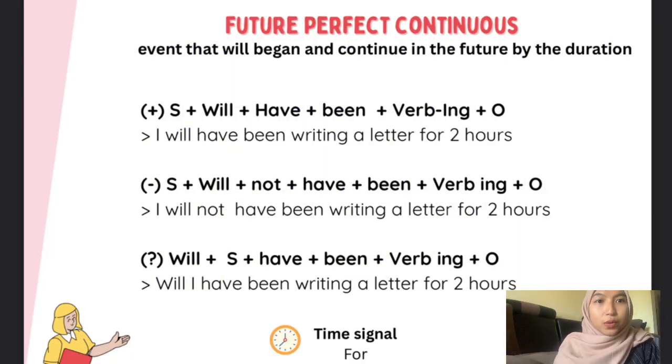Is about future perfect continuous. Is the event that will begin and continue in the future for a duration. For the formula, subject plus will plus have been plus verb ing plus object. For the example, I will have been writing a letter for 2 hours. Okay. For the negative sentence, we only add not. Okay. I will not have been writing a letter for 2 hours.